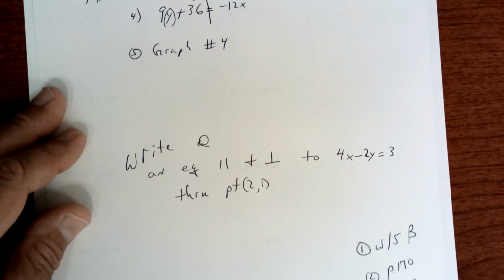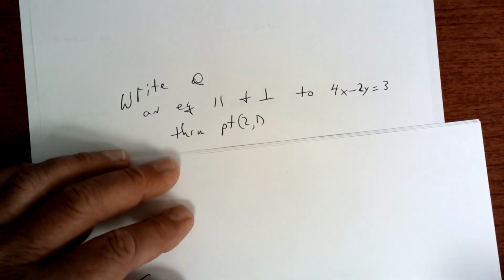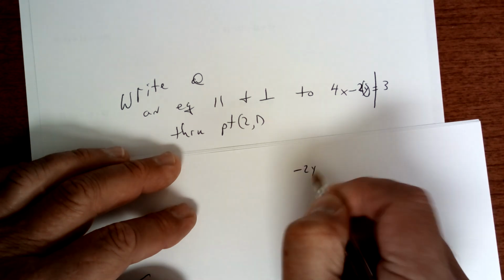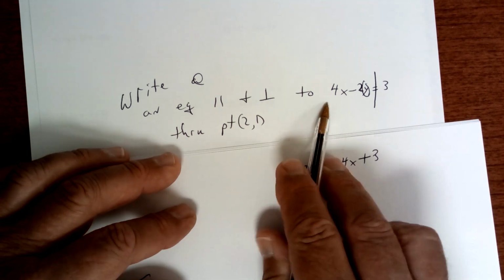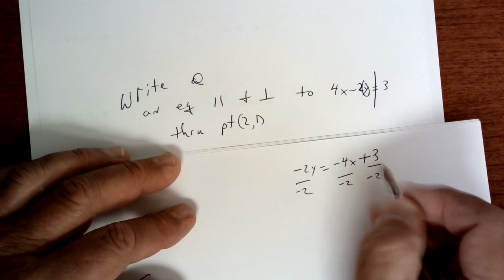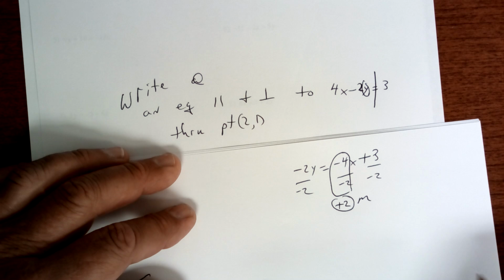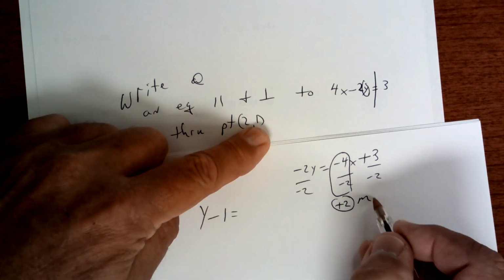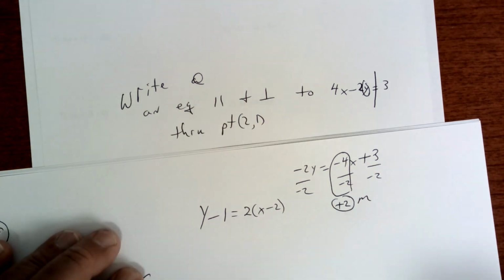Let's talk about parallel and perpendicular right here. We did yesterday. So first you got to find your slope. So you got to get y by itself. So you're going to get negative 2y is equal to negative 4x plus 3. You're moving the 4x to the other side. You're dividing by negative 2. When you divide by negative 2, you get a positive 2. That's your slope. So it's going to be y minus the y. Make sure you use the second one equals the slope and then x minus 2. And there it is. And that would be parallel.